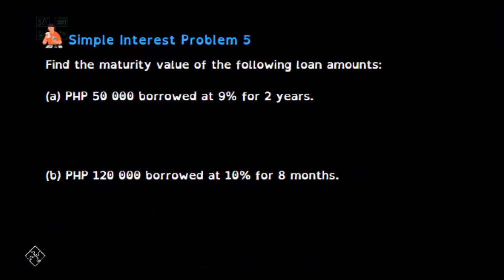Okay? So, that is simple interest number 4. And lastly, we have the maturity value. So, find the maturity value of the following loan amounts. So, we have 50,000 pesos borrowed at 9% for 2 years. Also, 120,000 pesos borrowed at 10% for 8 months. Okay? So, we are given P. P is 50,000 pesos. Okay? Also, R is also given. We have 9%. Then time is given, 2 years.